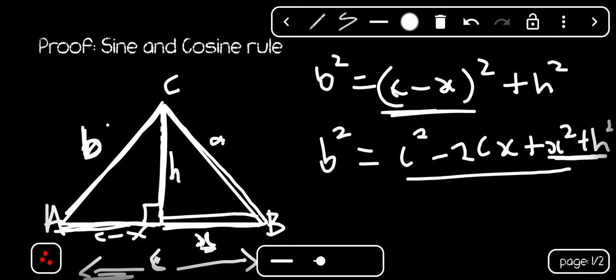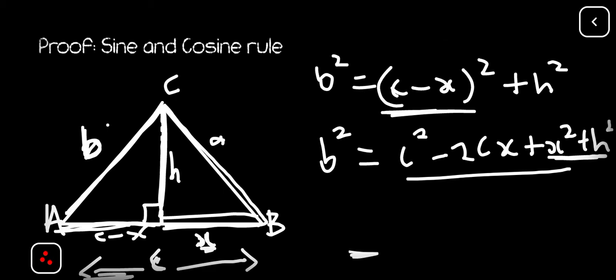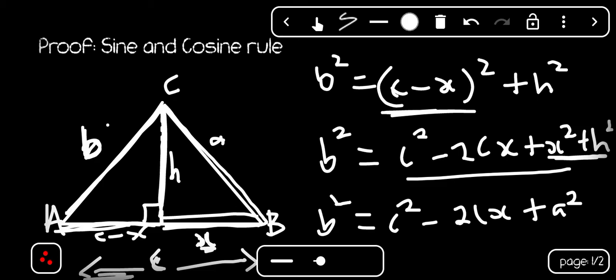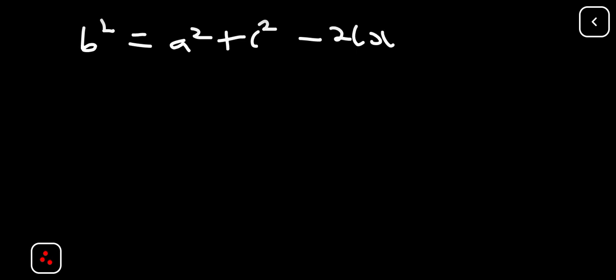Okay. So we want to replace that now. Sure you understand that when we replace it, so that you wouldn't say this is strange. So this will now give us b squared is equal to c squared minus 2cx plus a squared. And you understand how we got the a squared, because a squared in the other triangle is x squared plus h squared. Okay? Now let's rearrange it. Let's make it a little bit neater. Let's move to another page. If we rearrange it, we will have b squared is equal to a squared plus c squared minus 2cx. Okay? So we're almost there.